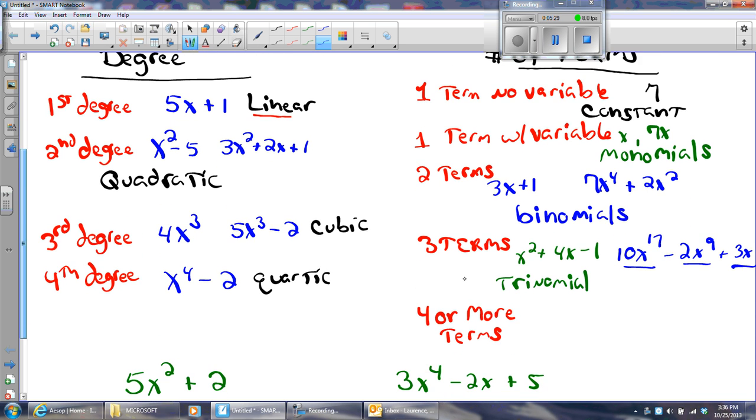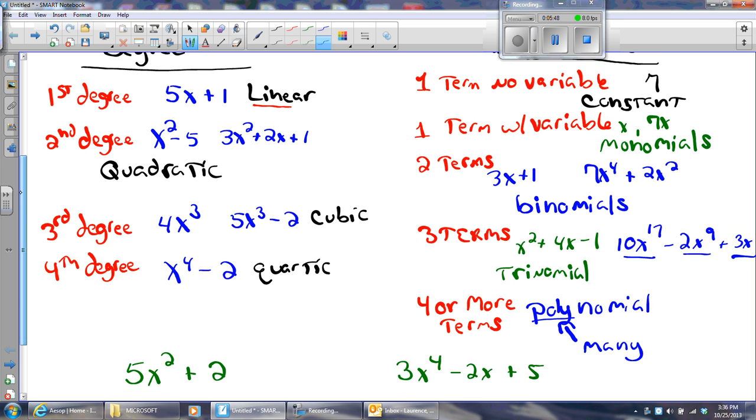Now, when you get 4 or more terms, it's simply called a polynomial, or that's what happens when you forget to feed your parrot. Poly meaning many, okay? More than 3 is considered many, so that is many terms. So we can name, and we should name, each expression by both degree and by the number of terms.